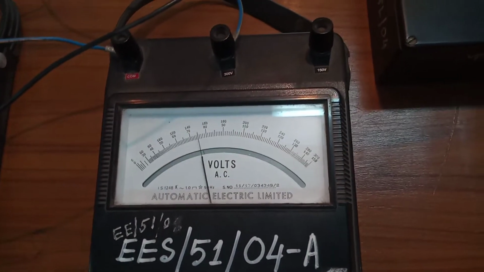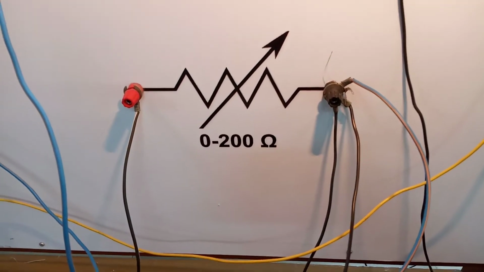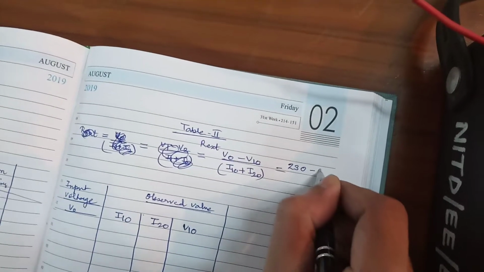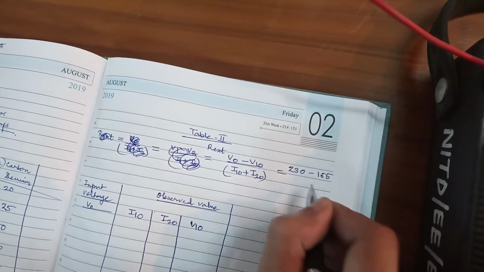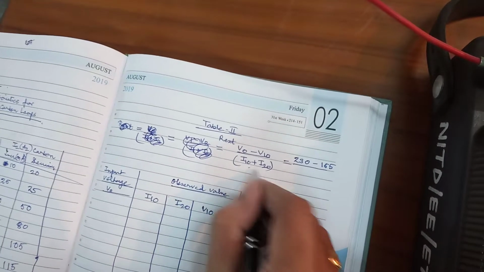Then what is the drop across the rheostat? This is your rheostat. So this drop is 230 minus 155, we'll write it here. This is your 230 volt input, 155 is the steady state voltage drop across the lamps, and this I10 and I20 is the steady state current through these two ammeters.